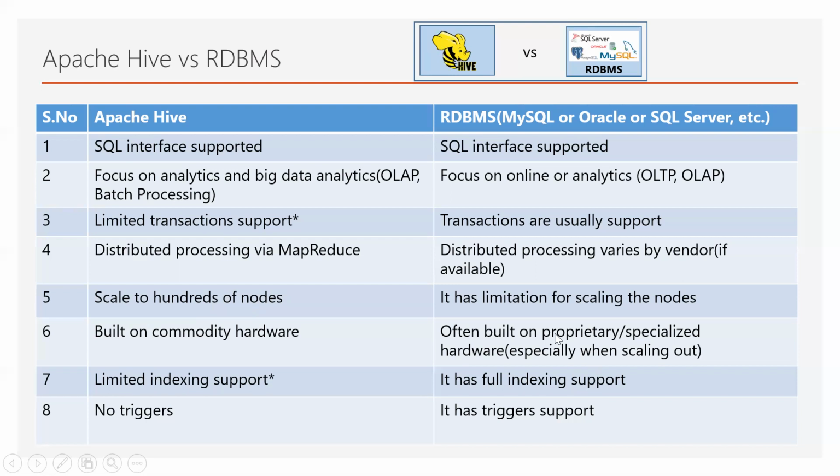In RDBMS it is limited. It has a limitation for scaling nodes. Some of the RDBMS systems in earlier days did not support multi-node structures. Nowadays they provide it with limitations. Hive is built on commodity hardware. We know Hadoop or big data systems are built on commodity hardware, whereas these RDBMS systems mostly use specialized or proprietary hardware.